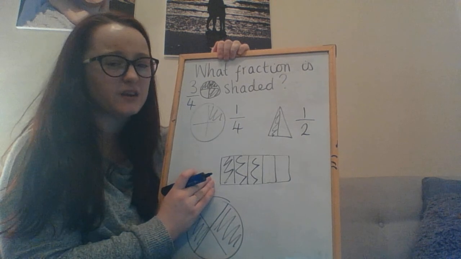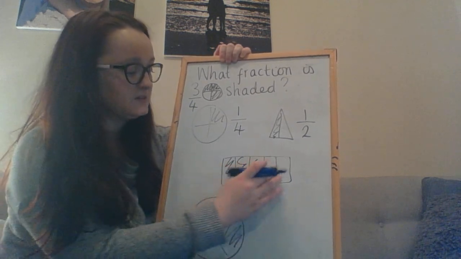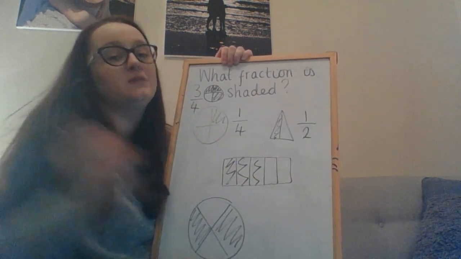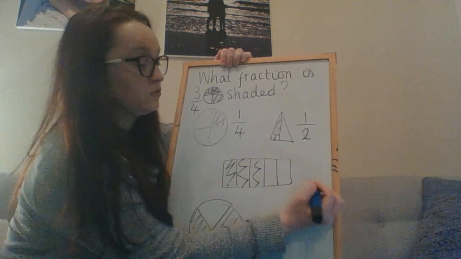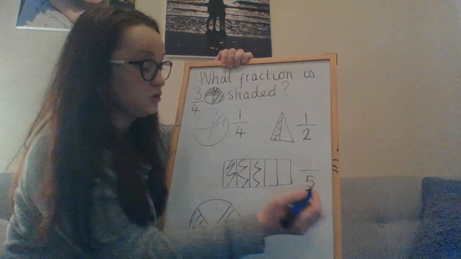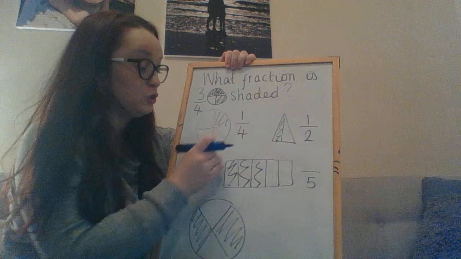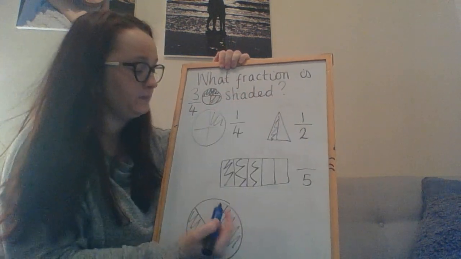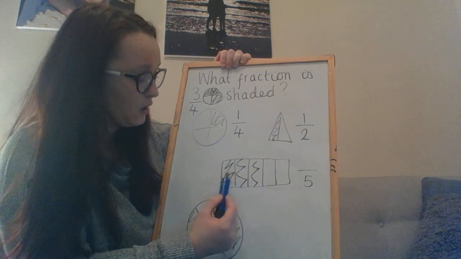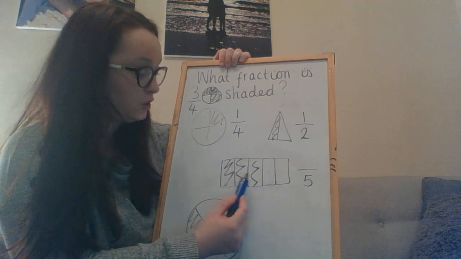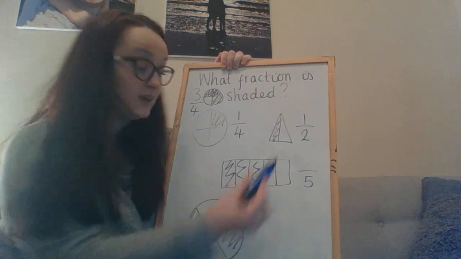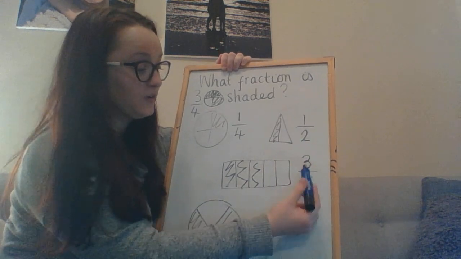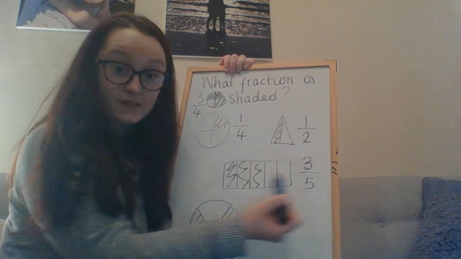Now let's look at this rectangle here. How many pieces is my rectangle cut up into? It's cut up into 5. So I've got 5 parts to my whole, but how many is shaded? So let's have a look. 1, 2, 3. I've got 3 shaded. So 3 out of 5, 3/5.